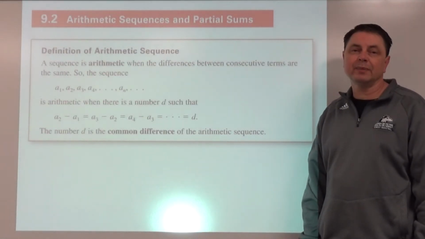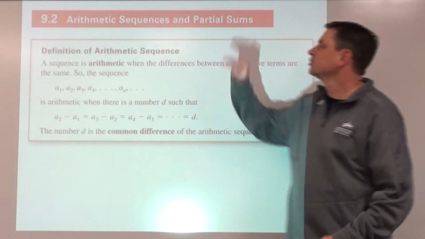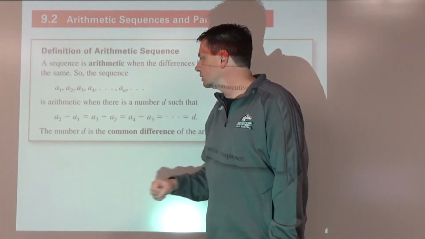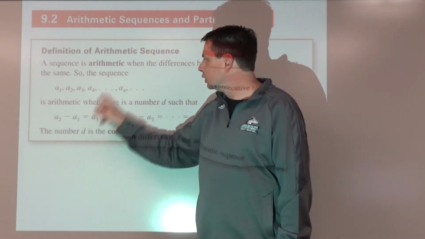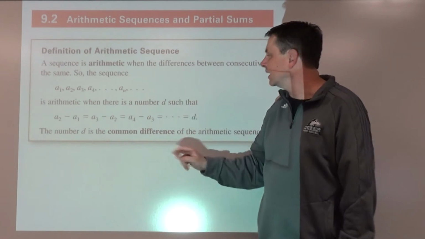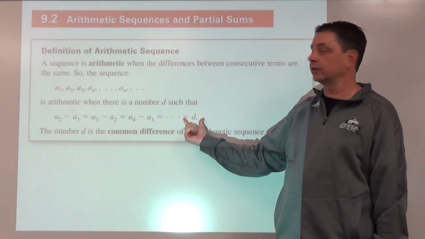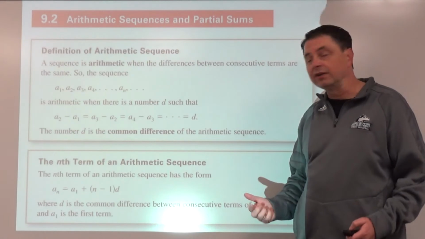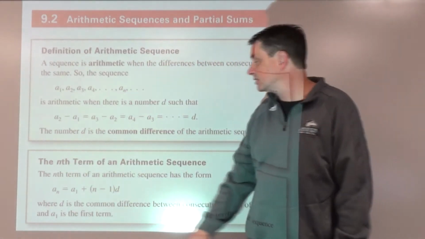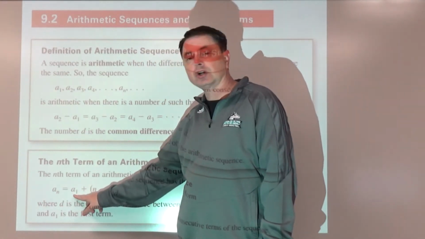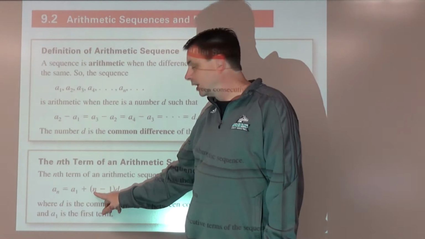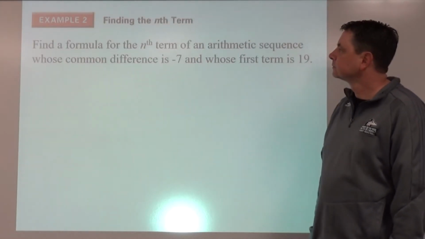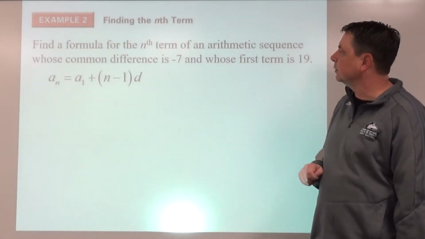This is lesson 9.2, arithmetic sequences and partial sums. So the definition of an arithmetic sequence, we've got our sequence where the difference between the consecutive terms are the same. So if we subtract the second minus the first, or the 8th minus the 7th, or the 100th minus the 99th, we're going to get the same number each time, and that will be the common difference, designated as d, common difference.